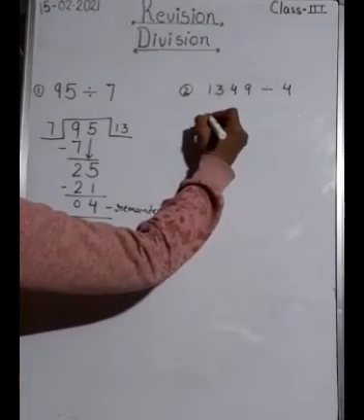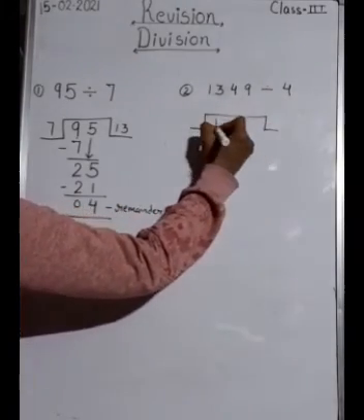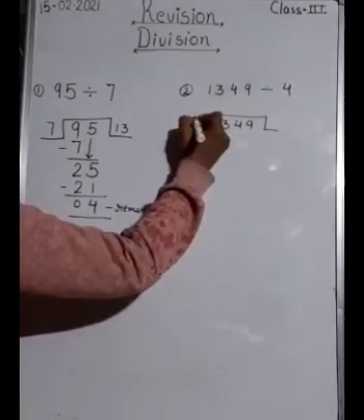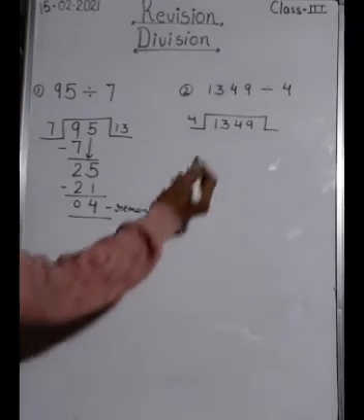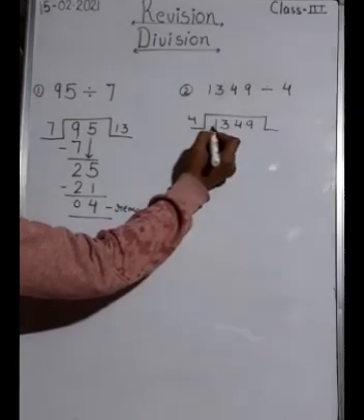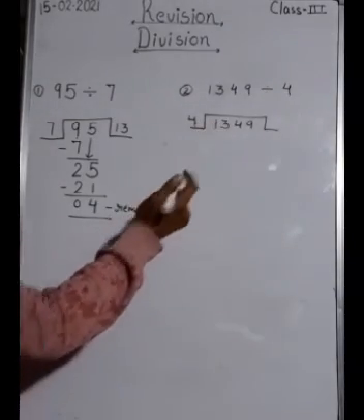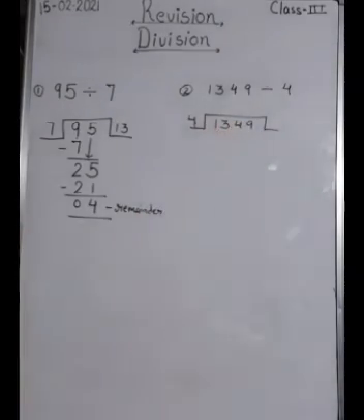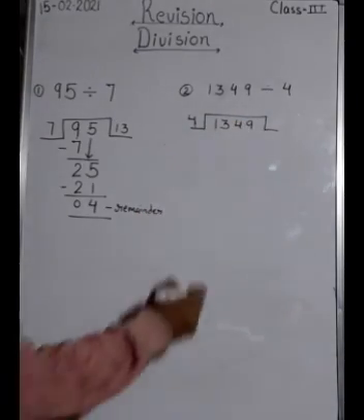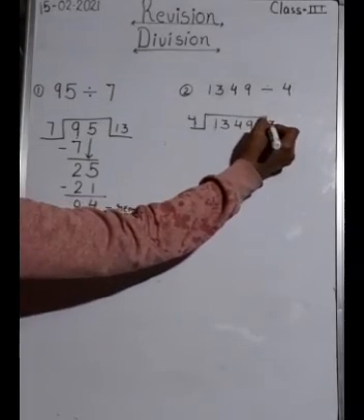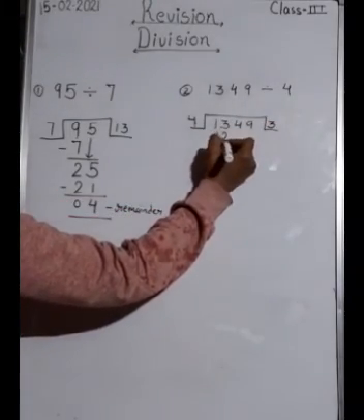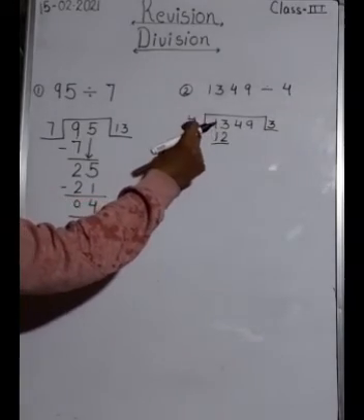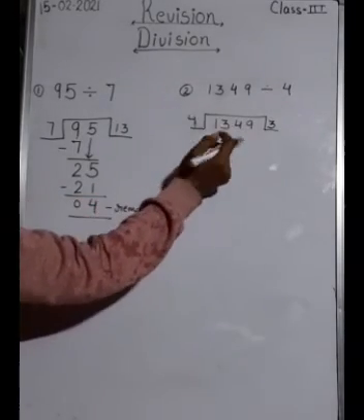Again you have to make a box. Write down the division over here. That is 1349 divided by 4. Okay. Now you can see the first digit is 1 which is smaller than 4. So I have to take these 2 digits. So it becomes 1 3, 13. Now 4 ones are 4, 4 twos are 8, 4 threes are 12 and 4 fours are 16. So 4 fours are 16 will be greater than 13. So I have done 4 threes are 12.